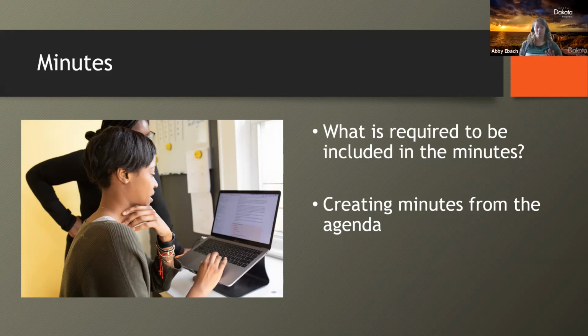A good rule of thumb is that if a board meeting lasts an hour, minutes can be 1 to 2 pages. Again, I have examples of minutes on the LibGuide, or else I encourage you to go and find your city or county's meeting minutes and look at those. They're very insightful and give you a good idea of what your meeting minutes can look like.